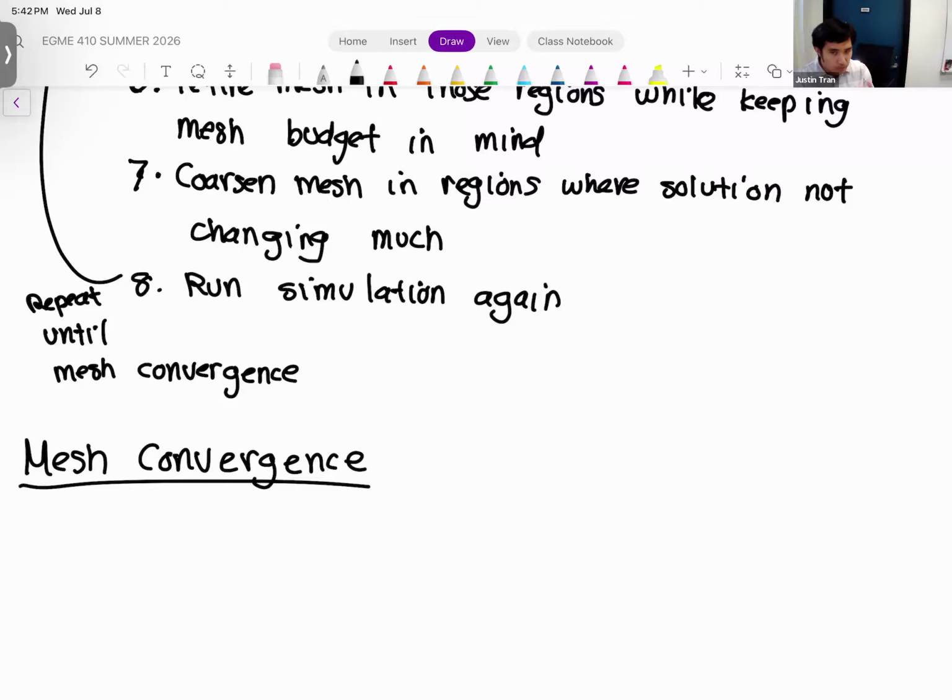convergence basically means when you come together on a certain region, or certain topic or certain agreement. Mesh convergence is a point where if we were to try to refine the mesh any further, we would not achieve any differences in the result.